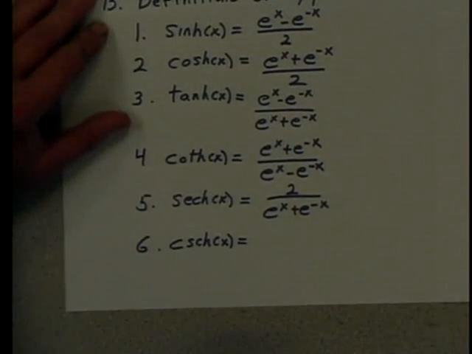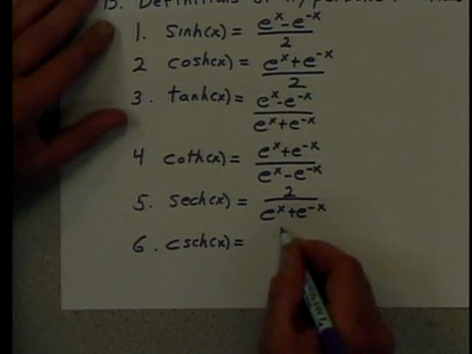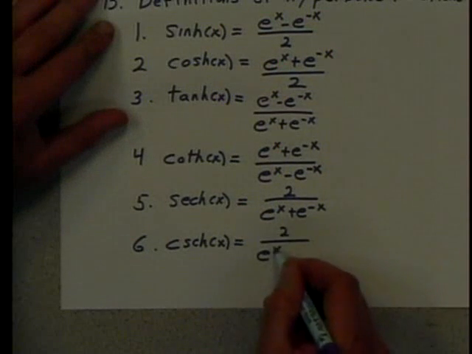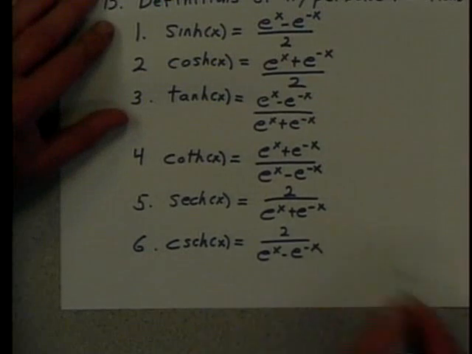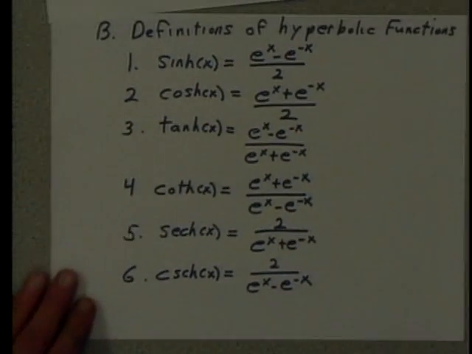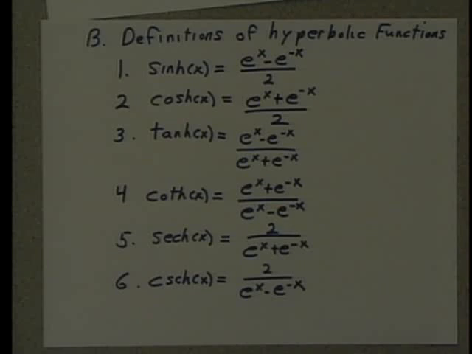Cosh of x equals 2 over e to the x minus e to the minus x. And there on one screen are the definitions of the 6 hyperbolic functions. They all can be written in terms of e. Okay.